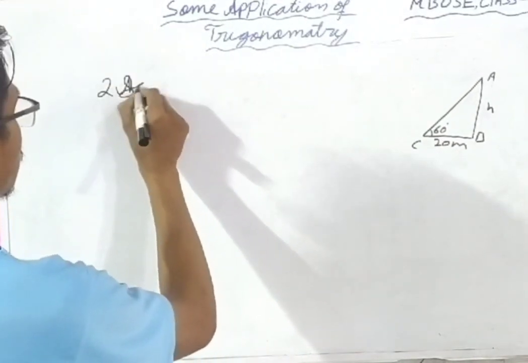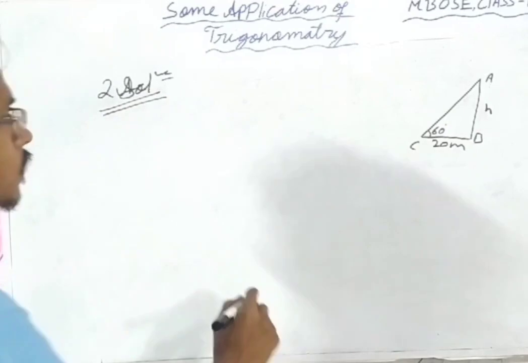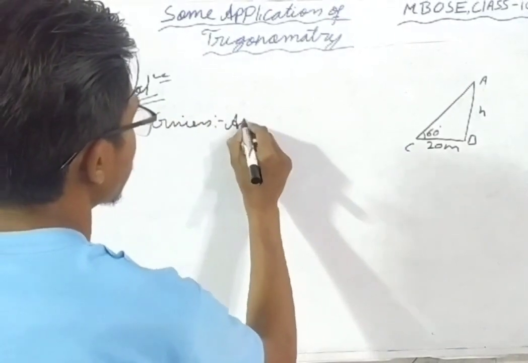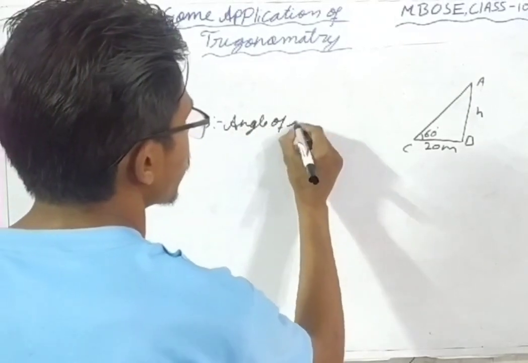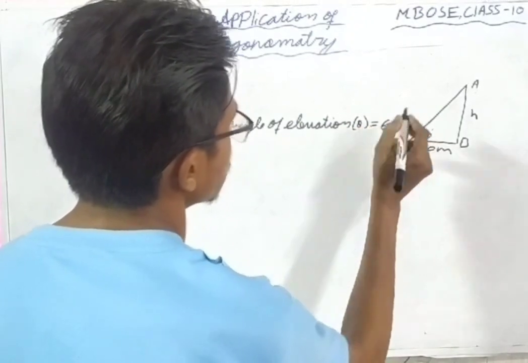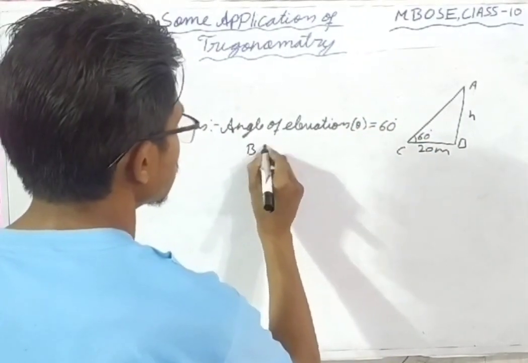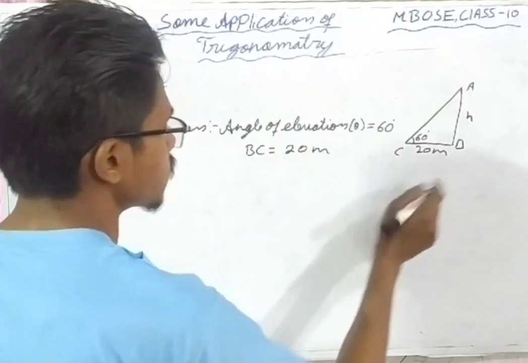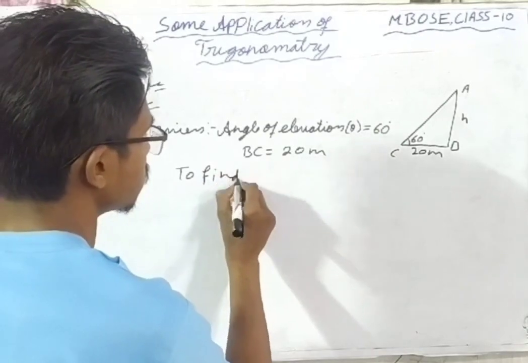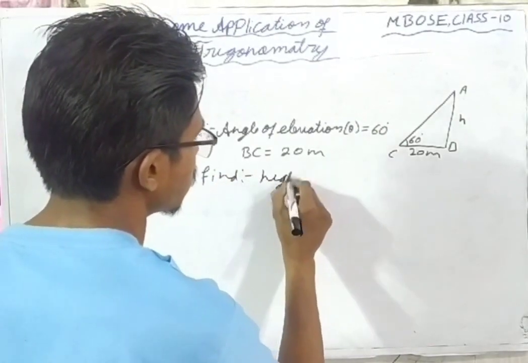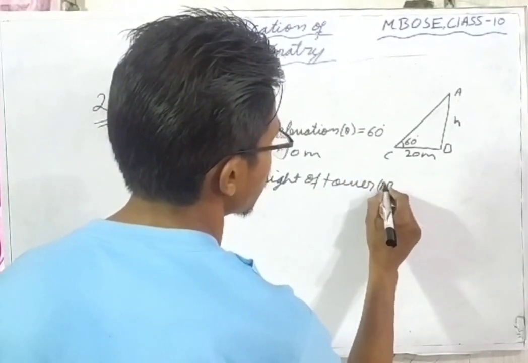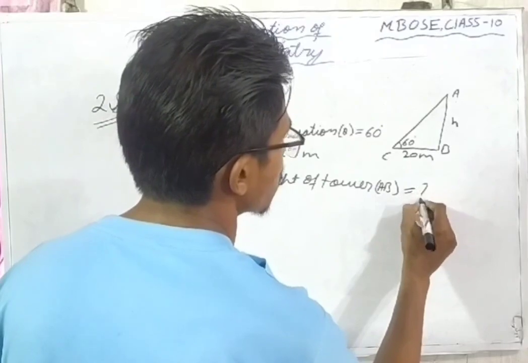Question number 2. Solution. Given, angle of elevation 60 degree, this one is given, and the base is given, BC is equal to 20 meter, and we have to find the height of the tower. So here I'll write, to find height of tower, AB is equal to question mark. This one we have to find.